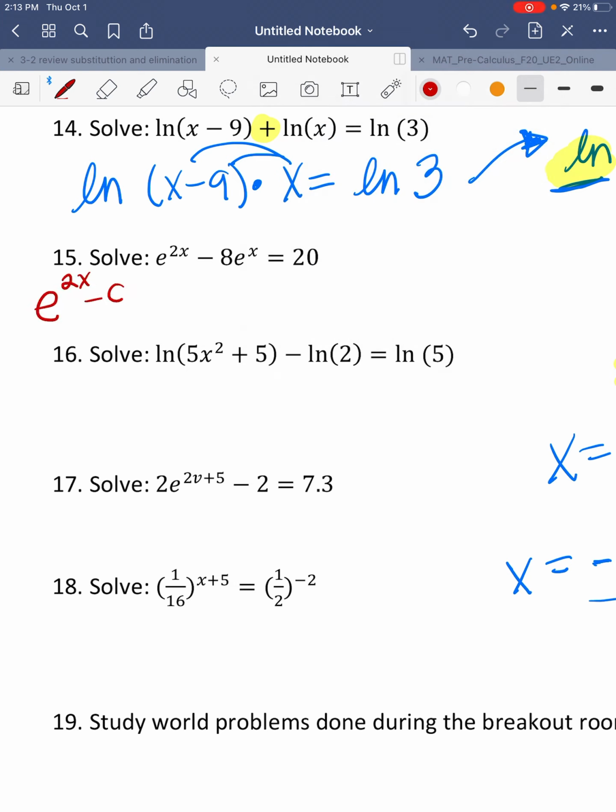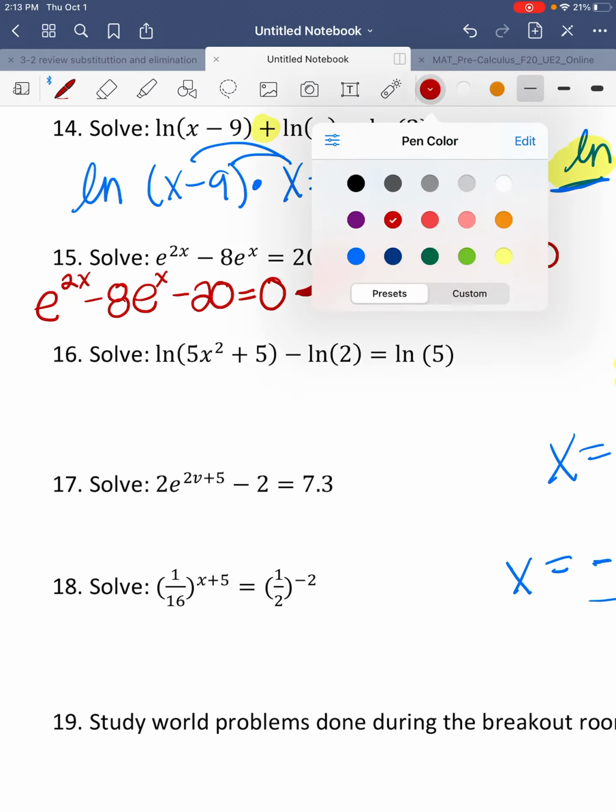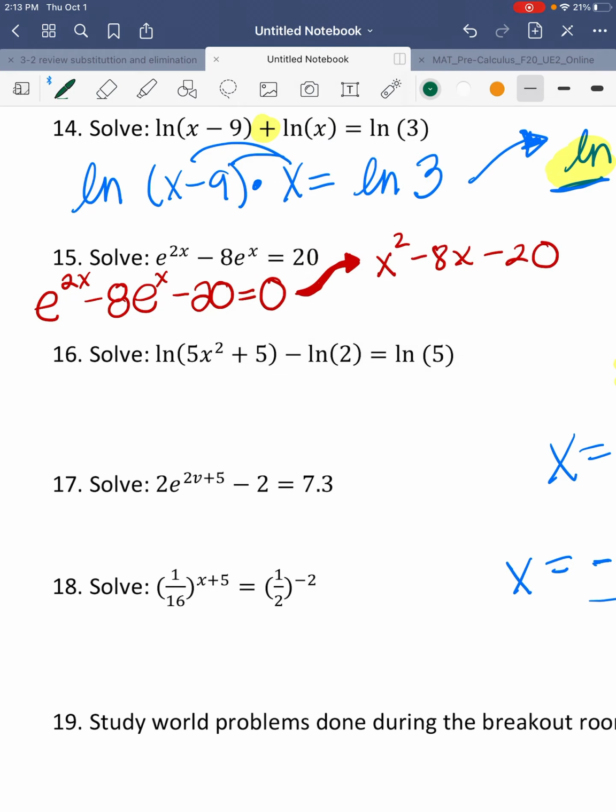e to the 2x minus 8 e to the x minus 20 equals 0. We're just trying to make it equal to 0. This is when you try to use a quadratic instead of an exponential. We did several problems like this in class. So this will become x squared minus 8x minus 20. I'm just using substitution. Remember that x was e to the x. And equal to 0, and then I'll try to factor it.